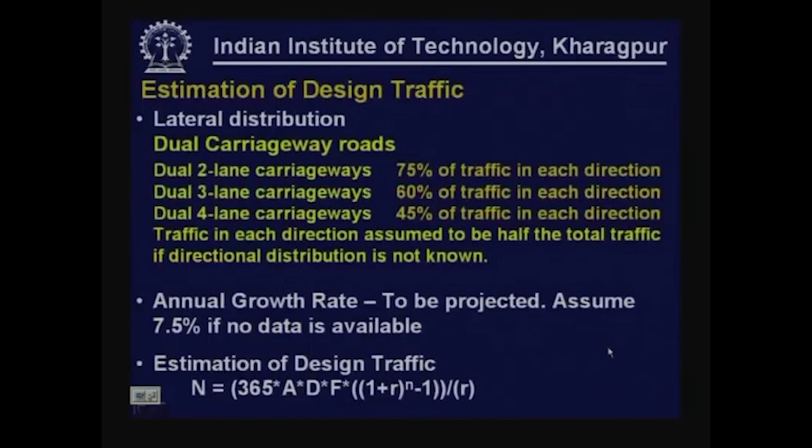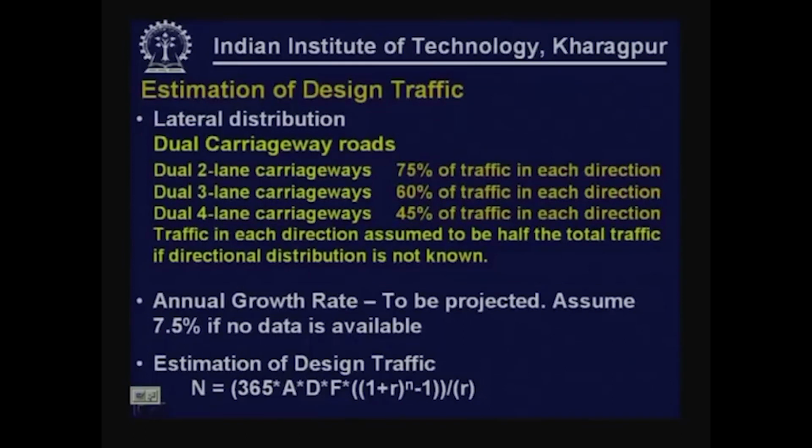For dual carriageway roads, for dual two-lane carriageway, 75% of traffic in each direction. For dual three-lane carriageway, 60% of traffic in each direction. For dual four-lane carriageway, 45% of traffic in each direction. If we do not have directional distribution of traffic, we can assume that traffic in each direction is half the total traffic.